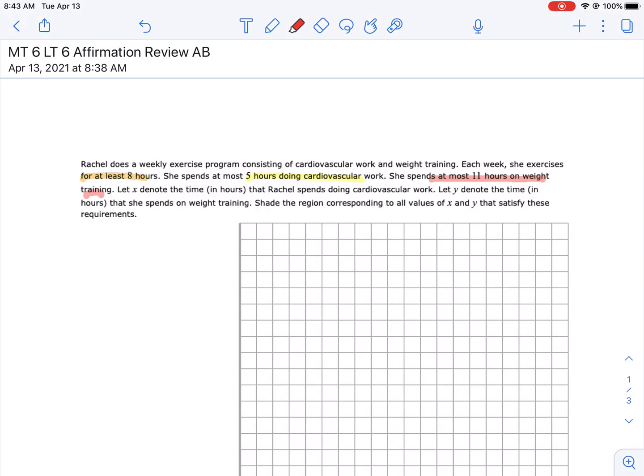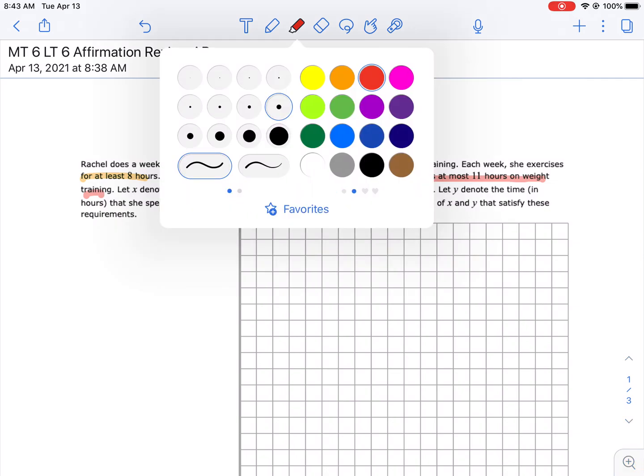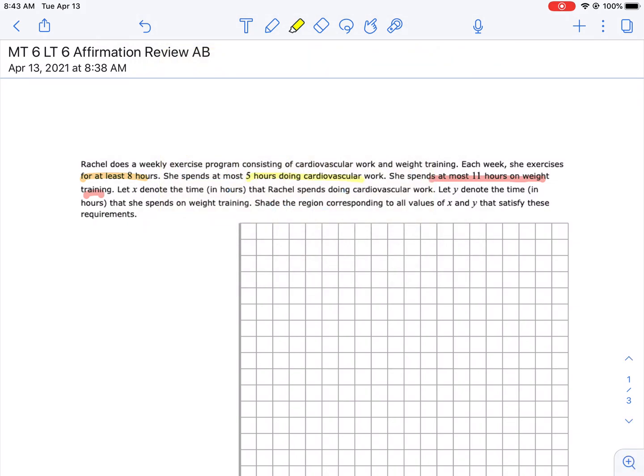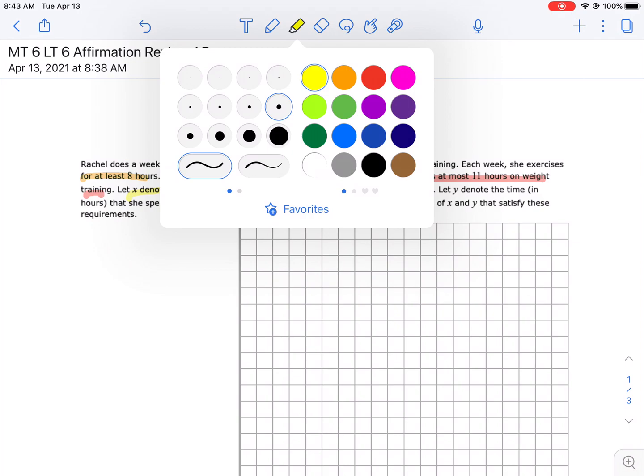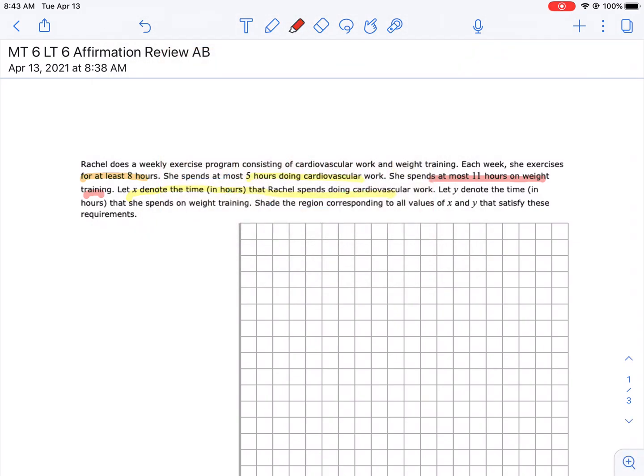Let X be the time in hours she spends in cardiovascular. So I'm going to highlight that so they correspond. And then Y is going to be the time that she does weight training. We want to shade the corresponding regions. Well, we have to write a system of inequalities here.